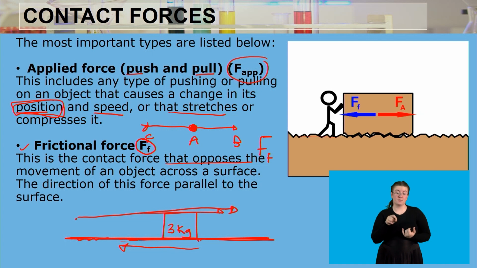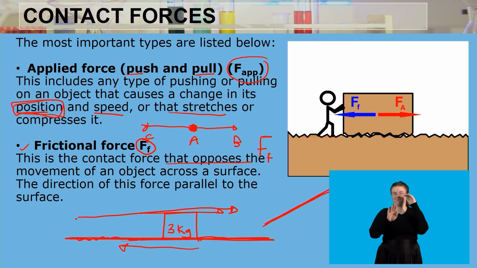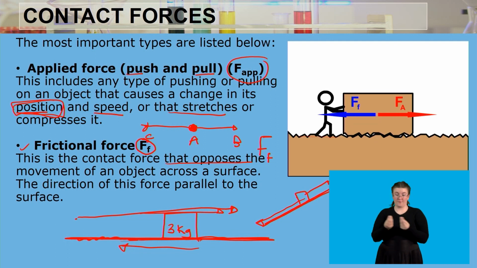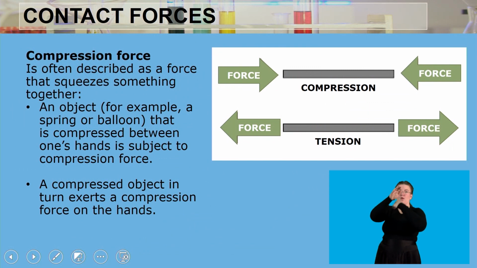Now, this is a contact force because it is between the surface and the object. Those two things are always in contact with each other, and that frictional force is always acting parallel to the surface. If the surface was on an incline, we would still have the frictional force acting parallel to the surface if the object was going up the incline. So the frictional force is always acting parallel to the surface, and it is always opposing the movement. If the object is going to the right, friction is going to the left.